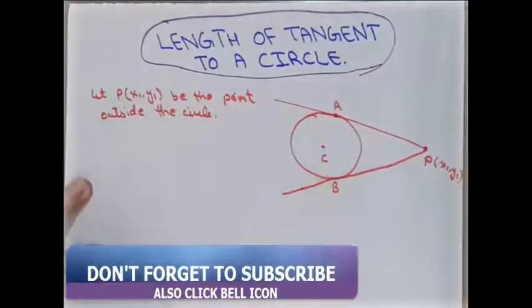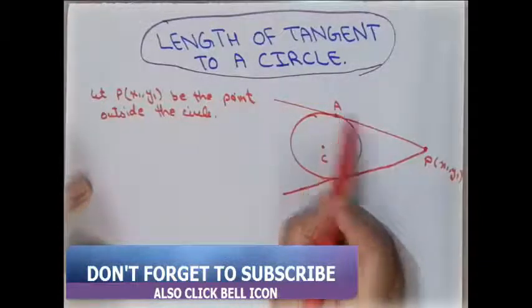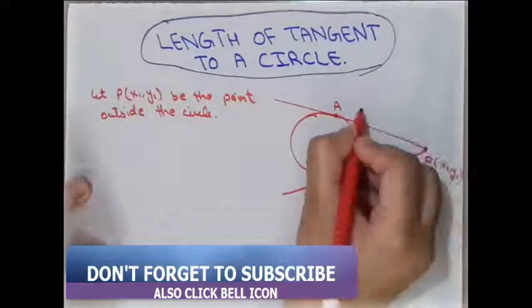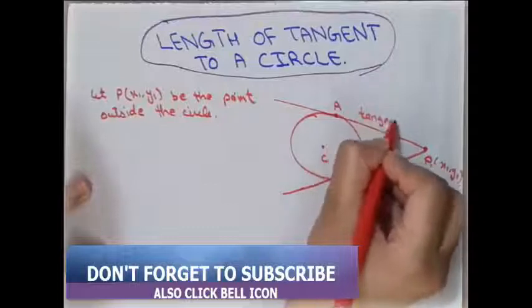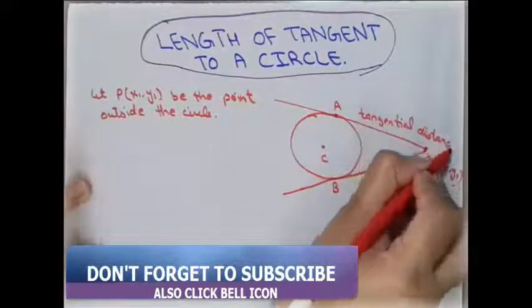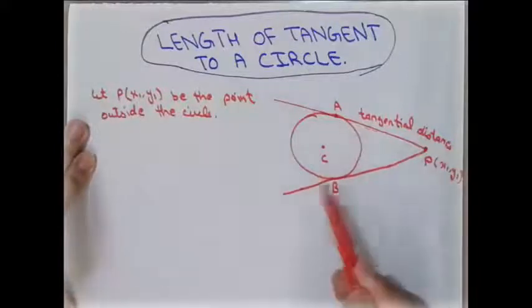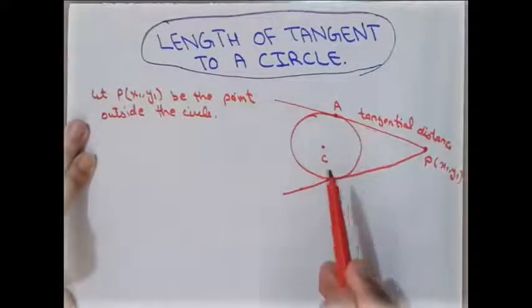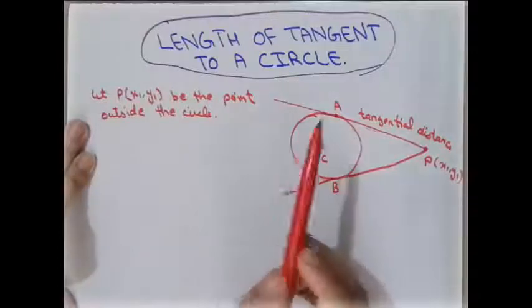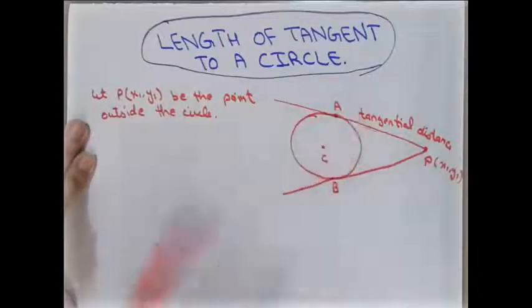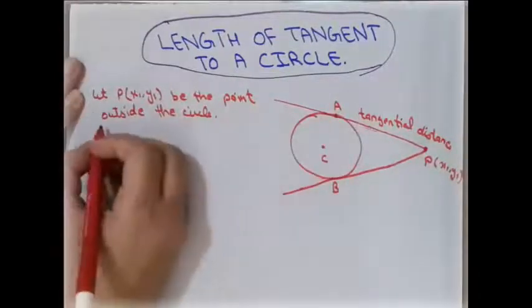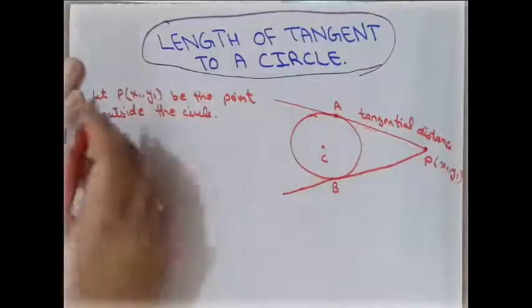Basically the distance AP is called a tangential distance, and the lengths AP and BP are called the lengths of tangents or tangential lengths. So we are required to find these lengths. Take our general equation of a circle. And what is the general equation of a circle?